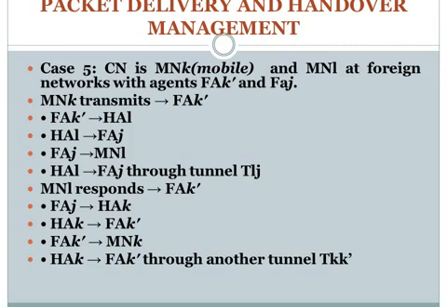In fact, you can see the path. What we have represented as FAK in the diagram, we are calling it FAK dash here. Clear? So this is case 5, where Cn is mobile and at the home network, and Mn1 is in a foreign network.